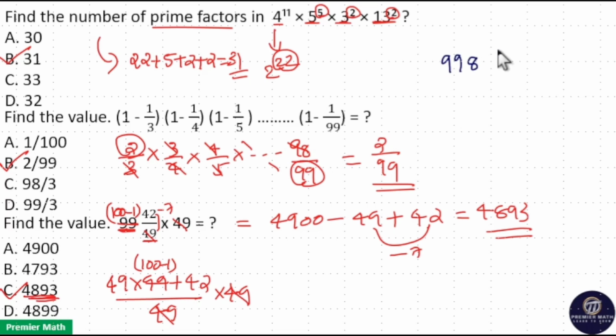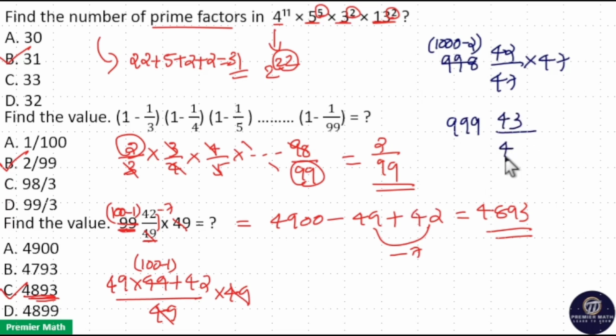998 into 42 by 47 into 47. Now write 998 in terms of 1000 minus 2. Now you can see 47 into 1000 minus 47 into 2 plus 42. That is your answer. Also 999 into 43 by 48 into 48. Now 999 write it as 1000 minus 1. So 48,000 minus 48 plus 43.